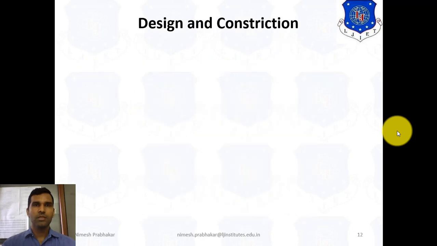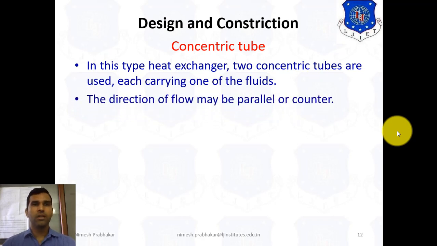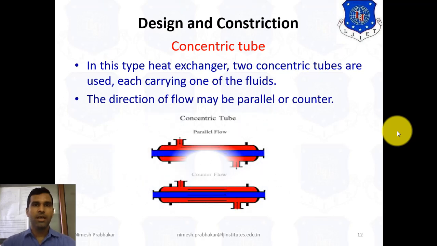Now we start the classification based on design and construction. The first type of heat exchanger is the concentric tube heat exchanger. In this type of heat exchanger, two concentric tubes are used, each carrying one of the fluids. The direction of flow may be parallel or counter. So this is an example of a concentric tube heat exchanger.